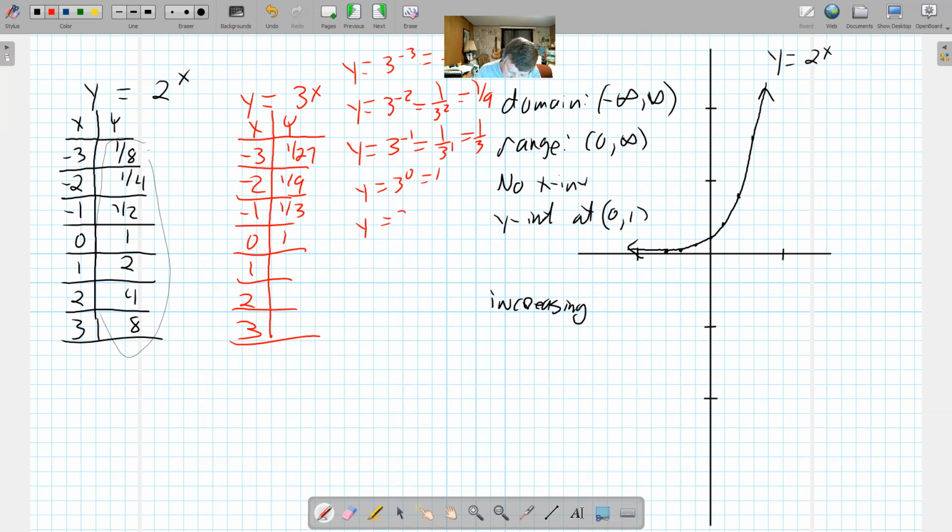If x is 1, y equals 3 to the 1, which is 3. If x is 2, y equals 3 squared, which is 9. If x is 3, y equals 3 cubed, which is 27. So let's graph those table values in red. -3 is 1/27. -2 is 1/9. -1 is 1/3. Again, I'm kind of approximating here. But at 0, we're at 1, then 1, 3, 2, 9, and then 3, 27 is off the graph.